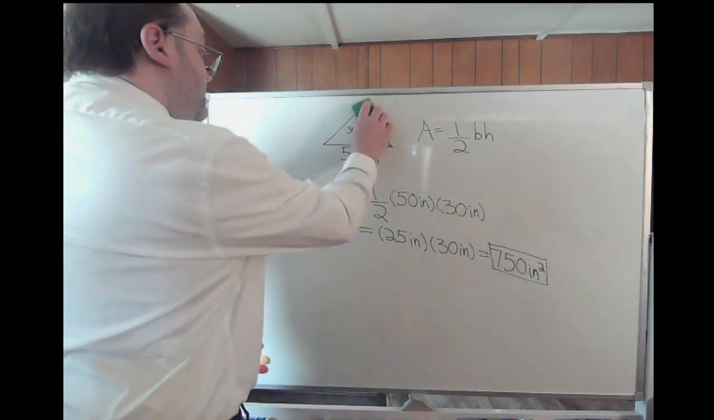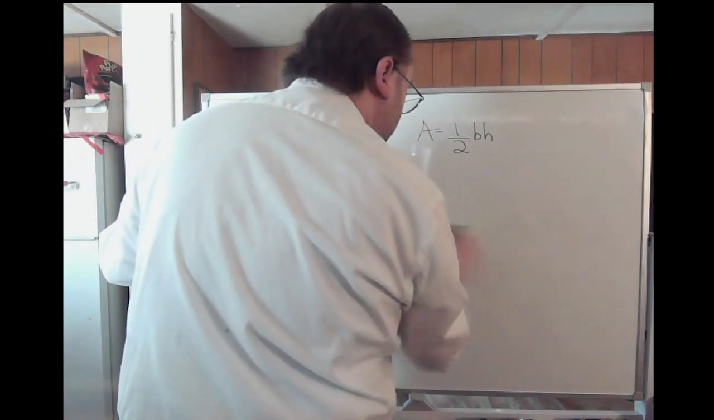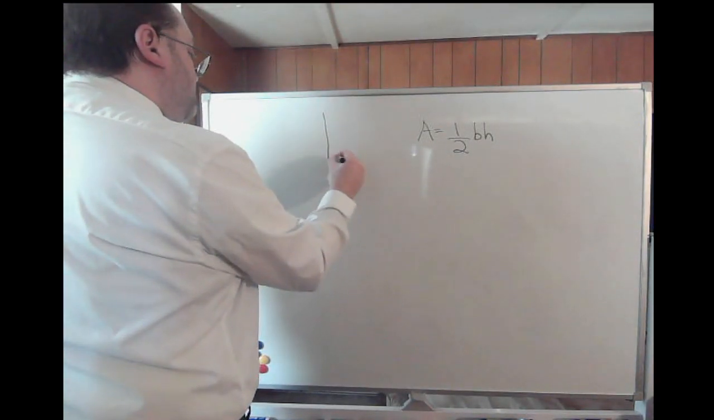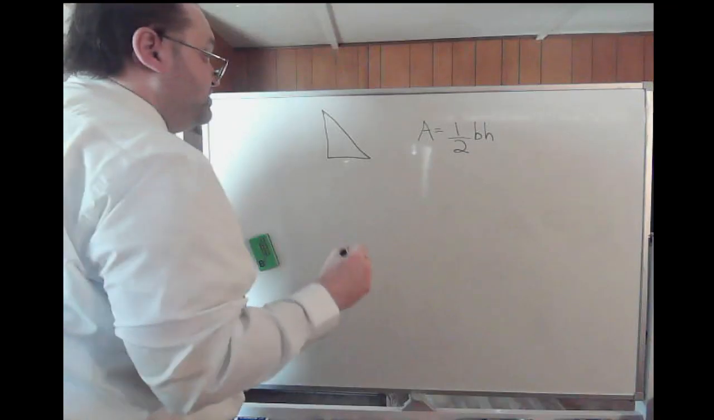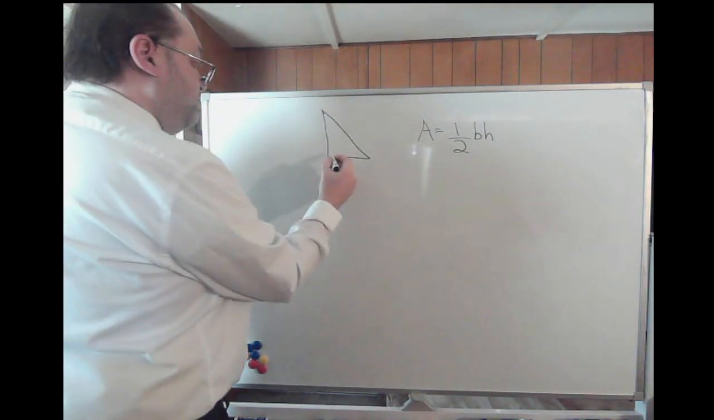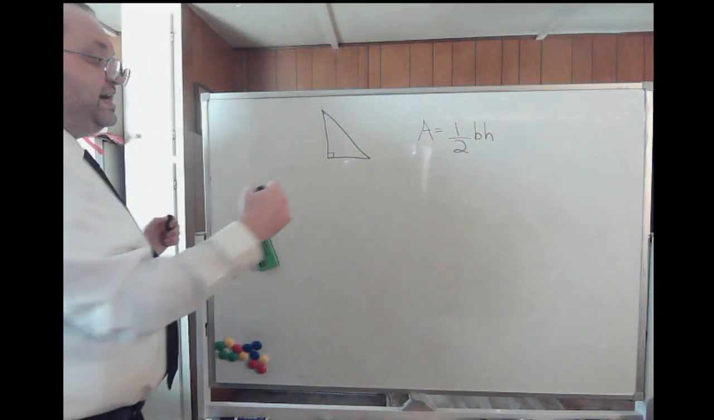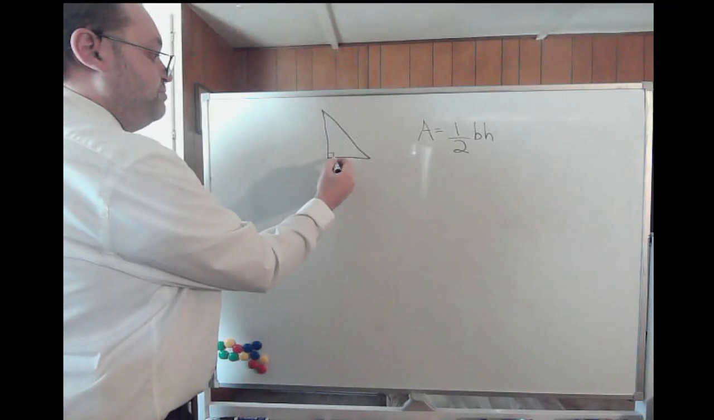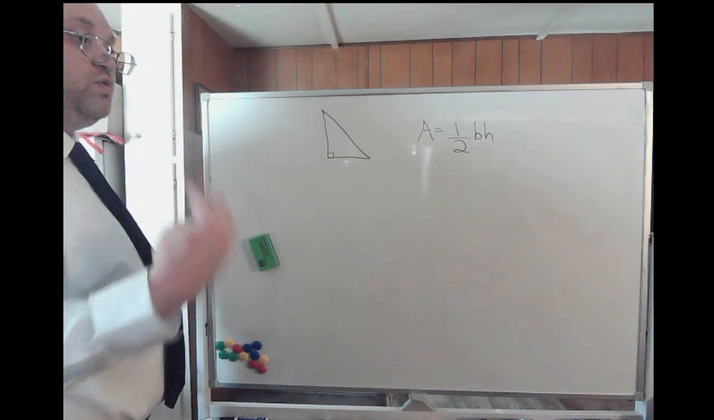Alright, let's do another type of triangle. Let's do what's called a right triangle. A right triangle, which we're going to get more into in a few lessons here, has a perfect right angle on one side. It forms a nice perfect corner. That little piece I put there signifies it's a right triangle.